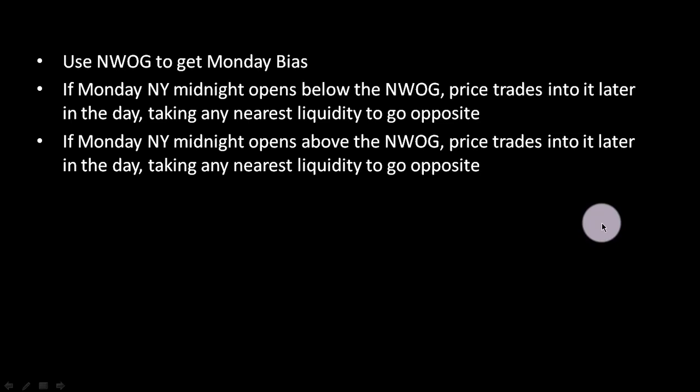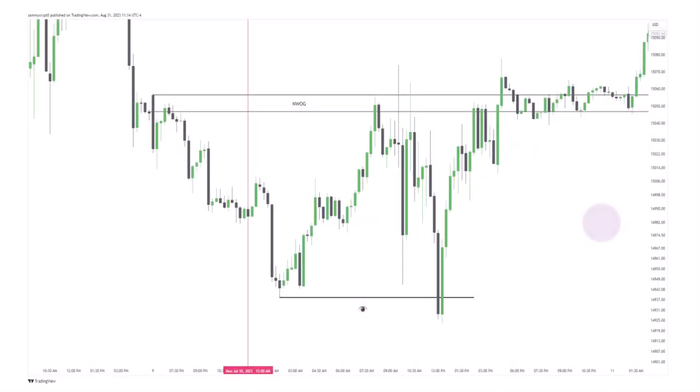So you can see that this New York opening gap acts as a magnet. Whatever it is, once price opens that Monday, it's magneted to this particular gap. Price must go to it. So it just depends on which side of the gap price is. If it's below, price trades back into it and sells later. If it's above, price trades back into it and buys later.